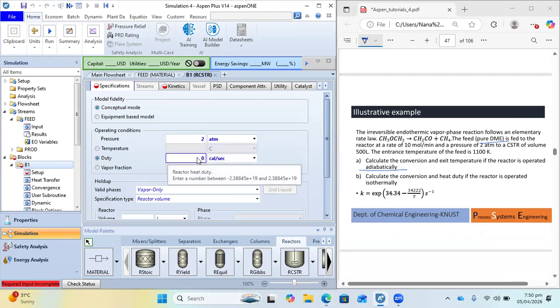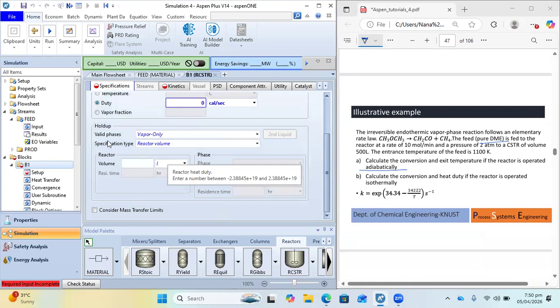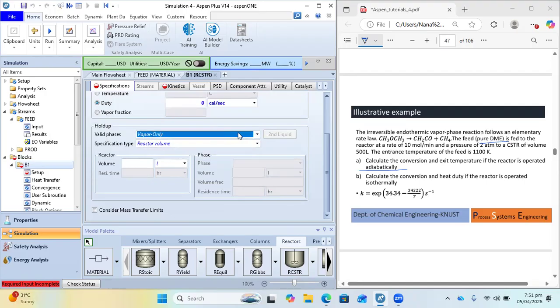One very, very important point is what comes after the valid phases. If you do not choose your correct phase, you may not end up having the reaction you are looking for, right? So there are times that the question will state it's a liquid phase reaction, and we forget to change this from vapor only to liquid only. If you should do that, you won't get what you are looking for. So kindly keep that in mind. Here, we are told that it's a vapor phase reaction, so we don't have a problem. We'll just keep it as vapor phase.